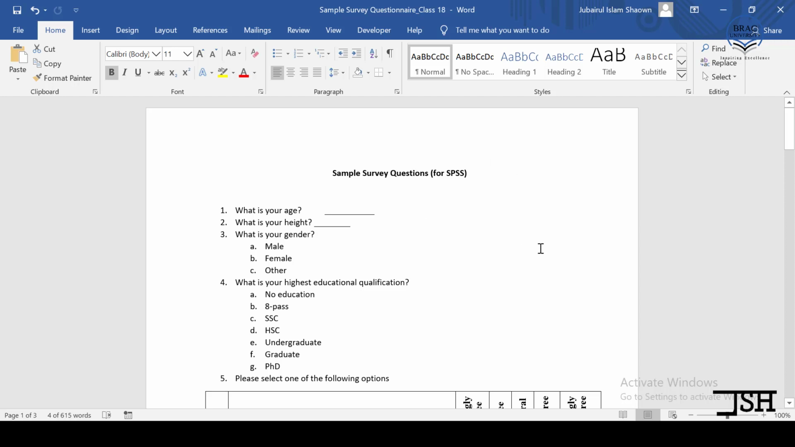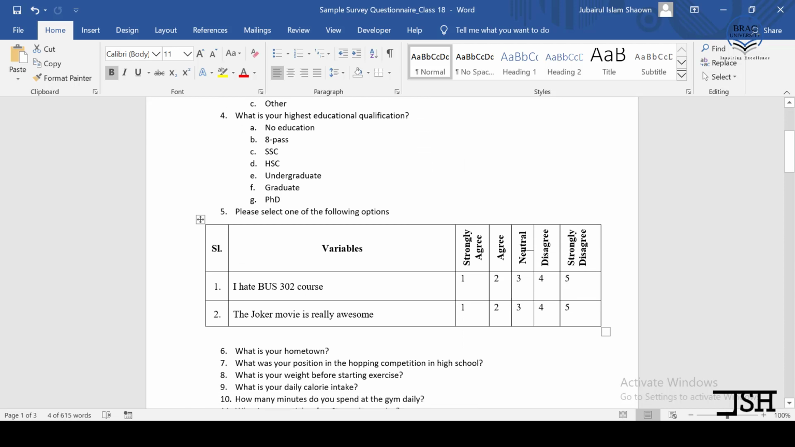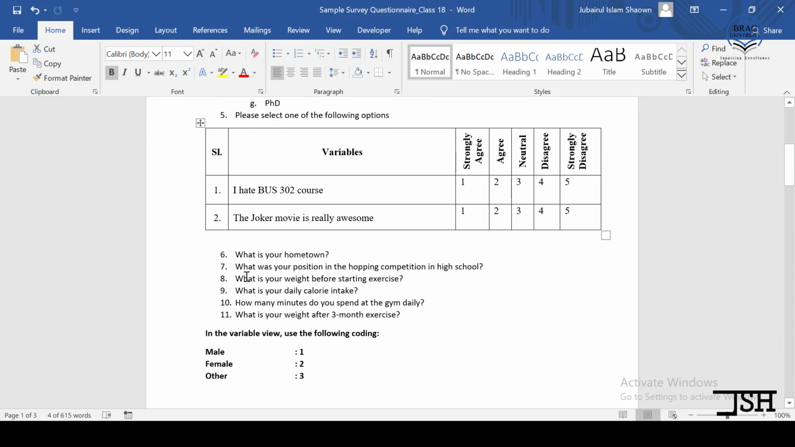This is the same questionnaire we used when I explained to you how to use SPSS. The only difference here is I have added one more question in this questionnaire. Earlier we had a question about weight, so I have changed that question a little bit. So what is your weight before starting exercise? And along with that, I have added another question, which is the last one. What is your weight after 3-month exercise?